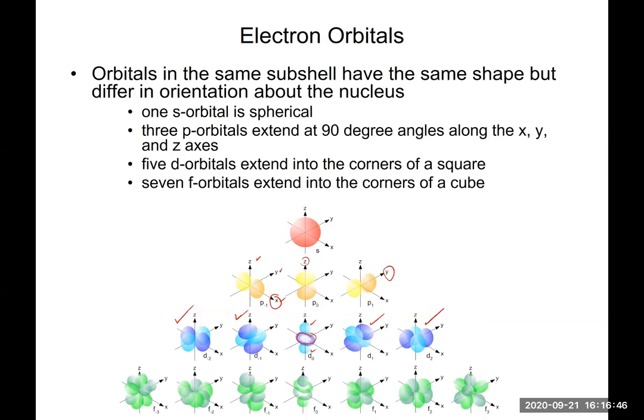And then the f orbitals are even more complicated. Again, some of the lobes will be residing between the axes while others are actually on the axes, but because we have so many more lobes associated with the f orbitals, there's always going to be at least 1 or 2 lobes that are on the axes themselves.